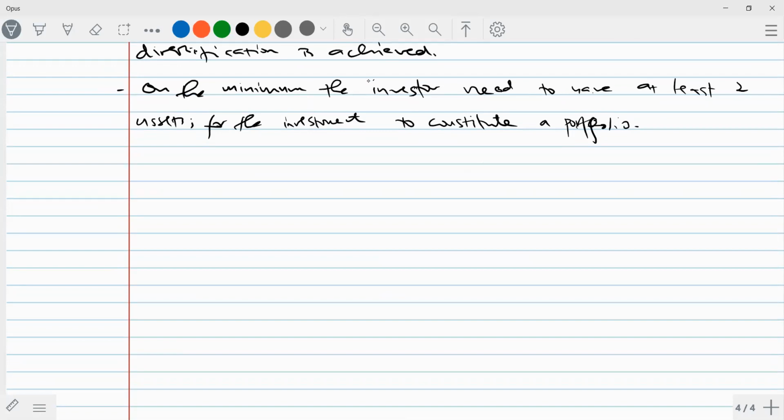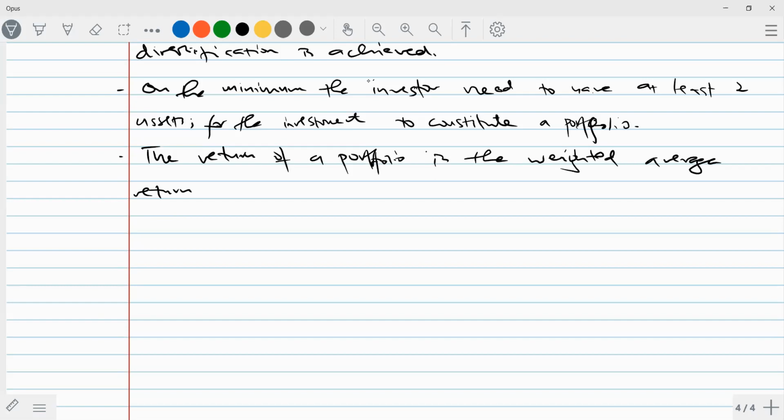Let's begin with the return. Let me just make a mention. The return of a portfolio is a weighted average. The average return of the assets that constitute that portfolio. The return of the portfolio is the average return of the assets that constitute that portfolio.